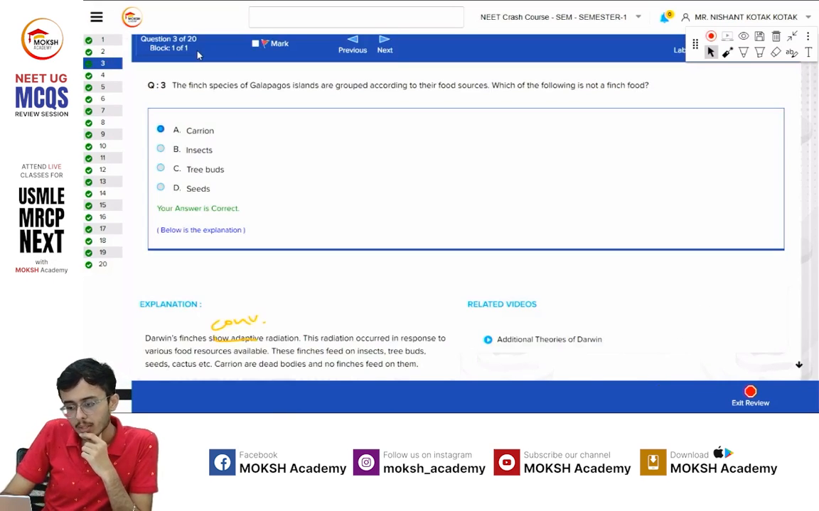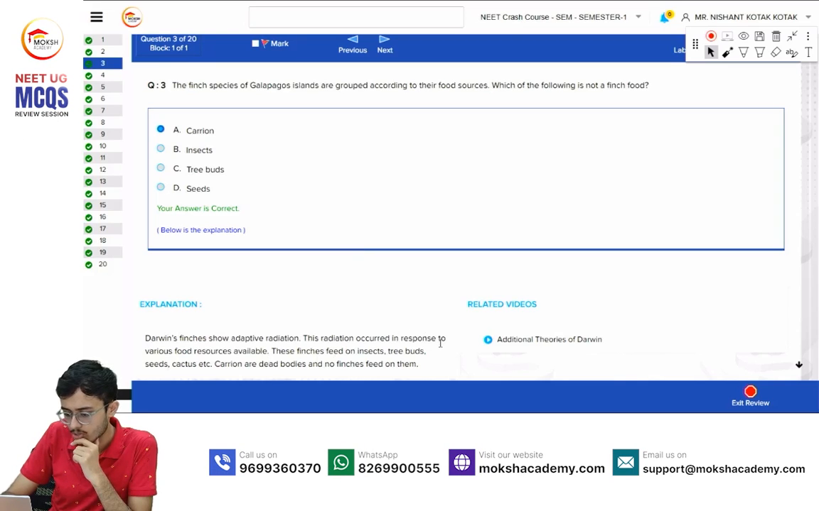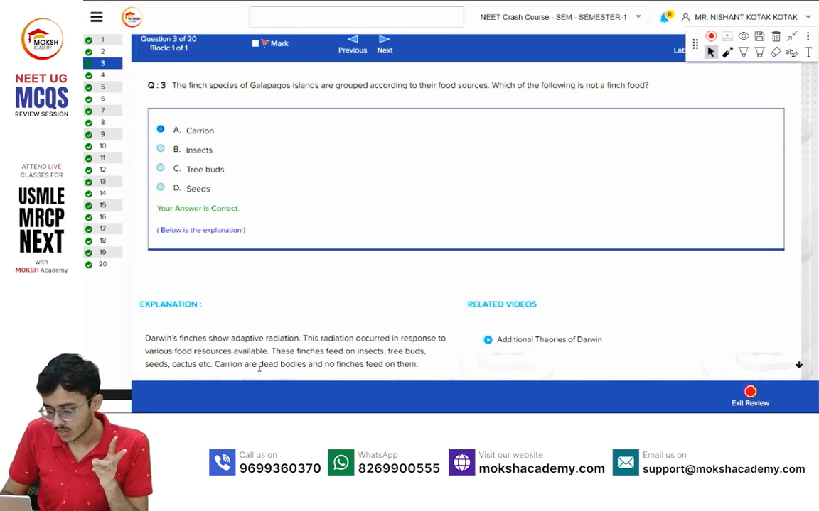Finch species of Galapagos are grouped according to their food sources. Which of the following is not a finch food? Darwin's finches show adaptive radiation. This radiation occurred in response to various food resources, and they feed on insects, tree buds, seeds, and cactus. Carrion, I told you, means decaying and dead bodies, and no finches eat that.